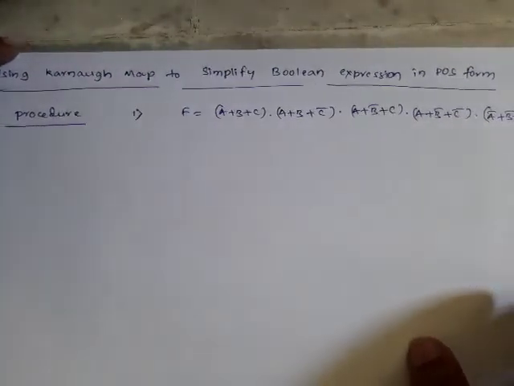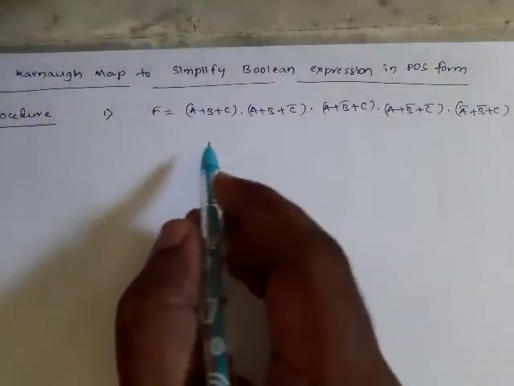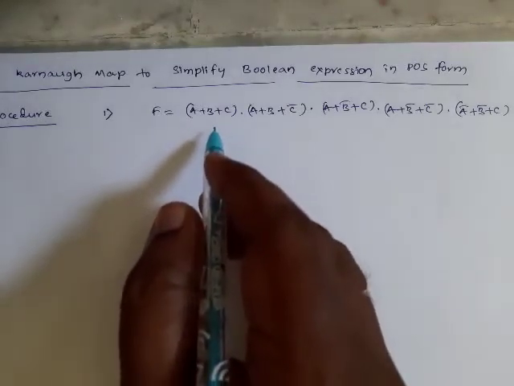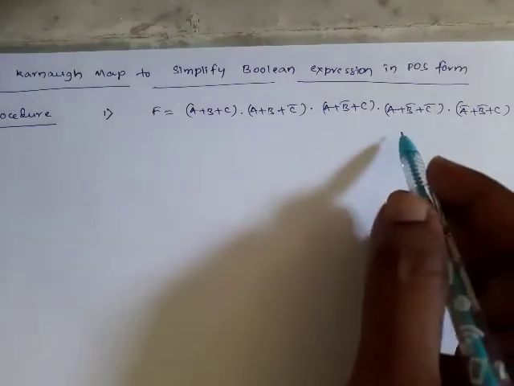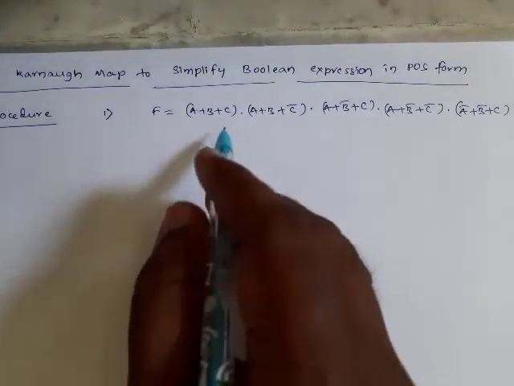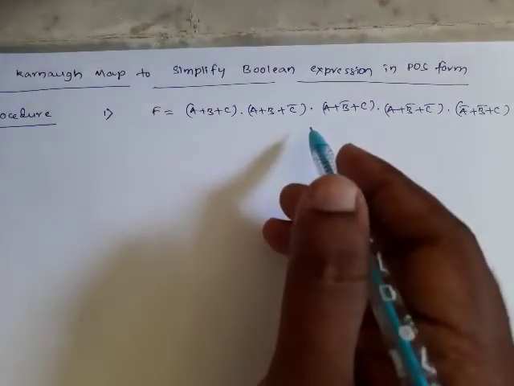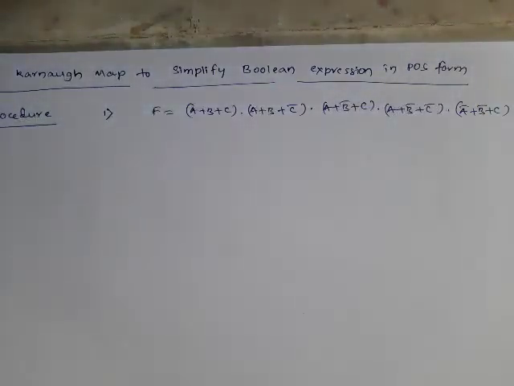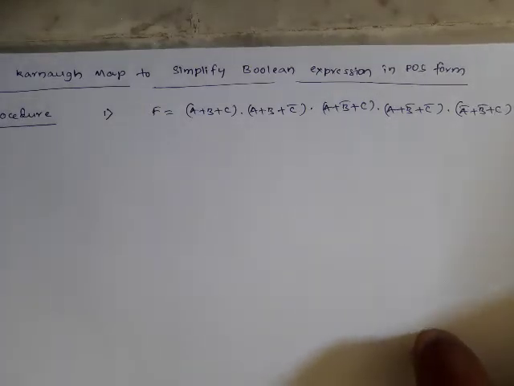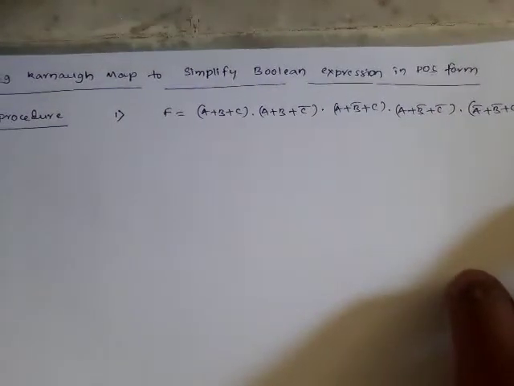And you see that this function is expressed as the product of standard sums, or the product of max terms. You can see all the terms contain all three variables, so it is expressed as the product of max terms. In the procedure we need to follow, first you check whether the function is present in standard product of sums form or not. If not, you convert it to standard product of sums form.